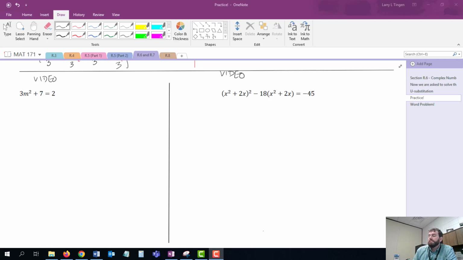We got two more problems to tackle. First one we're going to do is on the left. 3m squared plus 7 is equal to 2.